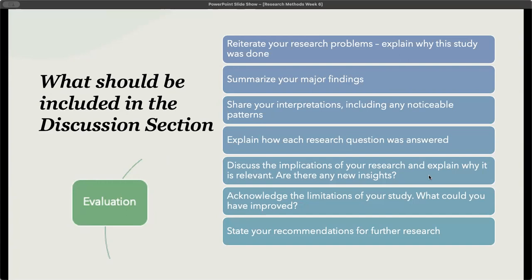Discuss the implications of your research and explain why it is relevant. Are there any new insights? Then also acknowledge any limitations of your study. What could you have improved? And finally, state your recommendation for further research.